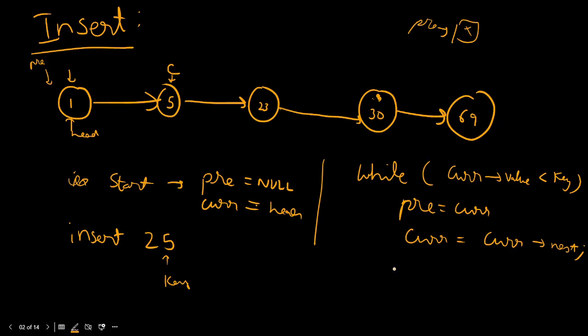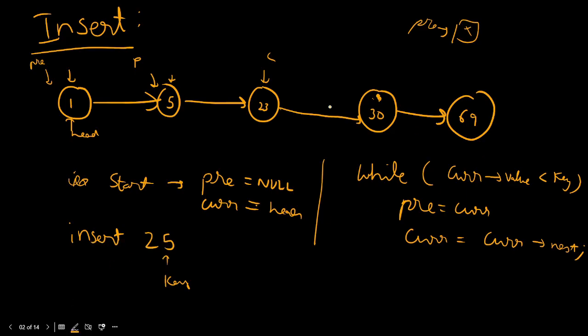Okay. Now again, loop again. Cur's value, which is 5, is it less than the key? Is 5 less than 25? Yes. So it will go into the loop. Pre is equal to cur. My pre is going to come here. And cur is equal to cur's next. And cur is going to go here.